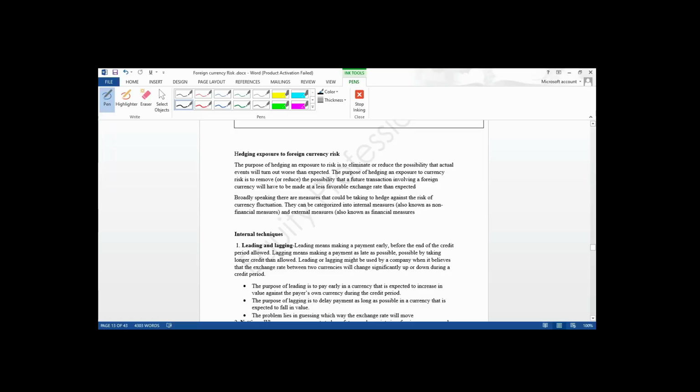Hedging exposure to foreign currency risk. The purpose of hedging, when we say hedge, is protecting yourself against the risk of exchange rate fluctuation. When you say hedging, what you are trying to do is to protect your business against the risk of exchange rate fluctuation.